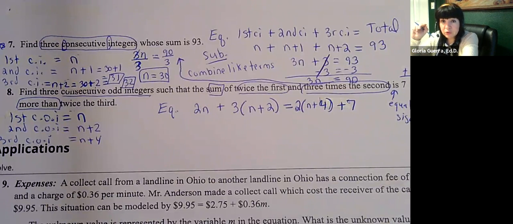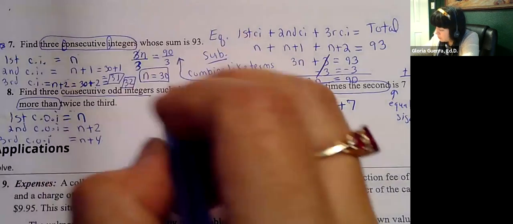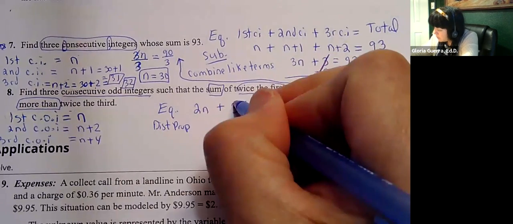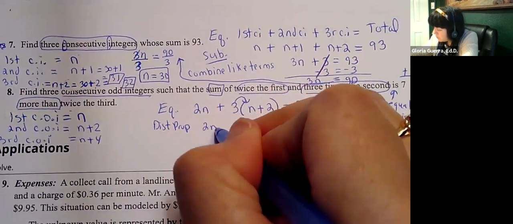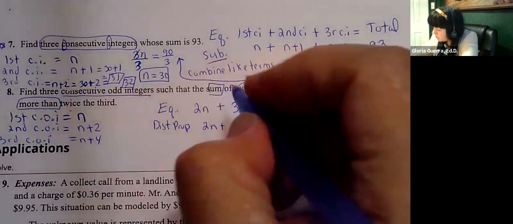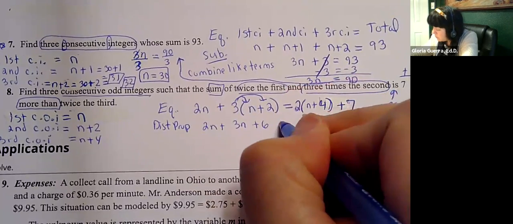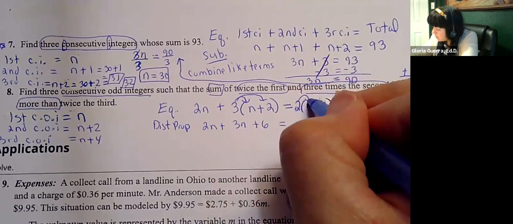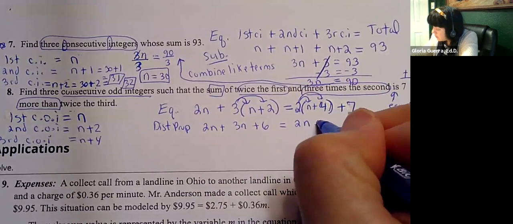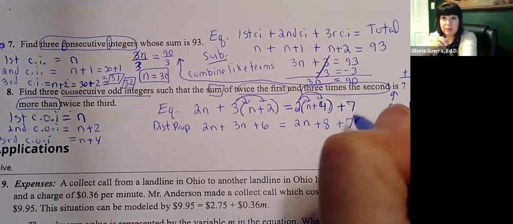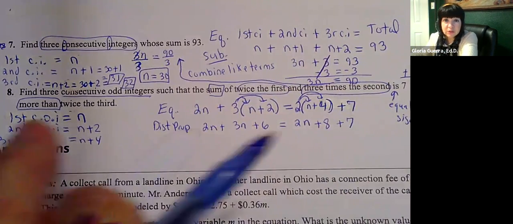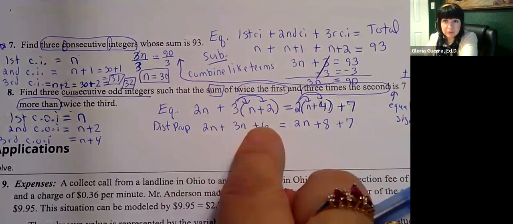So remember, first thing you've got to do is your distributive property. So see 3 times n, so you have 2n plus 3 times n is 3n. 3 times 2 is 6. 2 times n is 2n. 2 times 4 is 8, and then plus 7. So I'm doing my distributive property. And this makes it a little bit easier because at least they're all positives, no negatives.